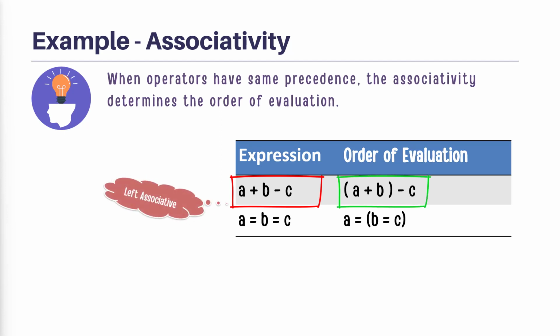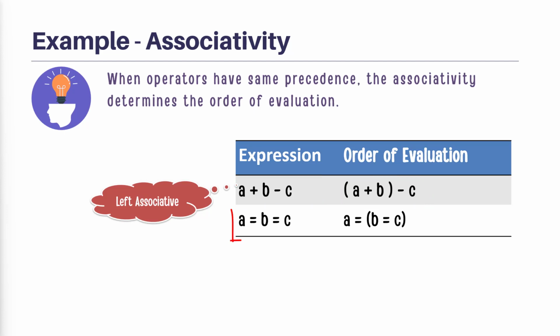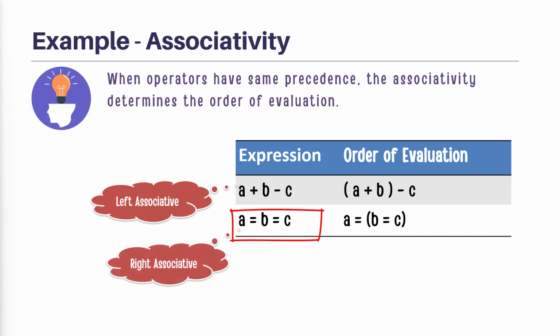The right side expression calculates the addition first and then it performs the subtraction, because those two operators appear in that order from left to right. On the second row, there is another expression which contains two assignment operators. The expression is A equal to B equal to C. As the assignment operator is right associative, B equal to C would be evaluated first and then the remaining part of the expression is evaluated. I hope the concept of operator associativity is clear now. Let's move on to the next concept.